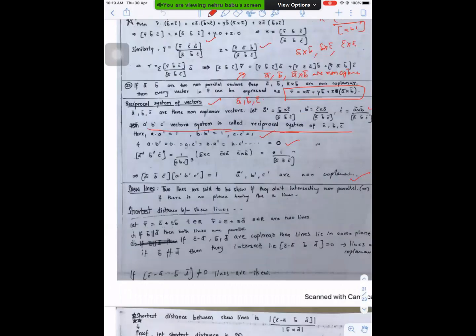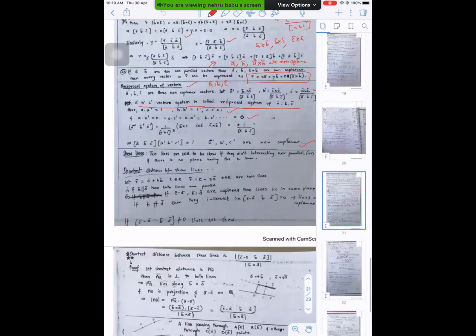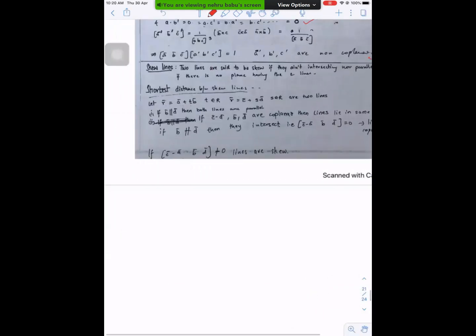Yesterday we discussed reciprocal system of vectors. After that, we have to discuss the skew lines concept. Now, skew lines means what? If you take two lines, and the two lines do not lie in the same plane, then they are called skew lines. Means if there is no plane passing through the two lines, they are called skew lines. Or one more definition is, if two lines are neither parallel nor intersecting, then they are called skew lines.